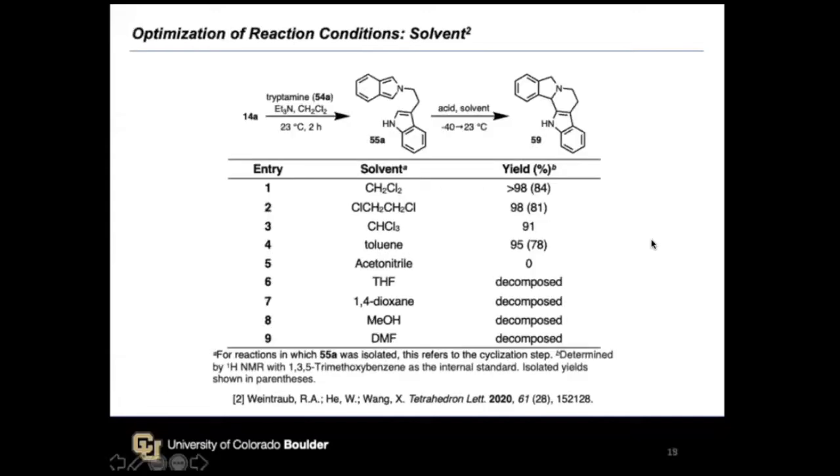So first we screened various solvents. The chlorinated solvents all gave good yields, high yields, with DCM giving the highest and DCE a close second. The nonpolar solvent toluene also gave a high yield. However, polar protic and polar aprotic solvents were not suitable for this reaction.